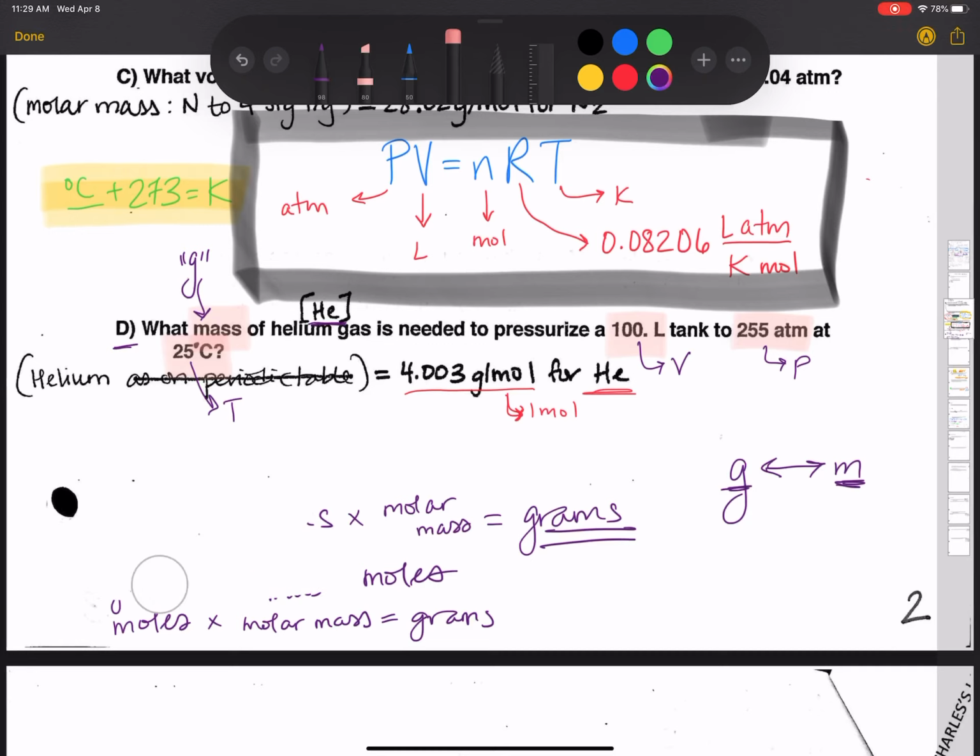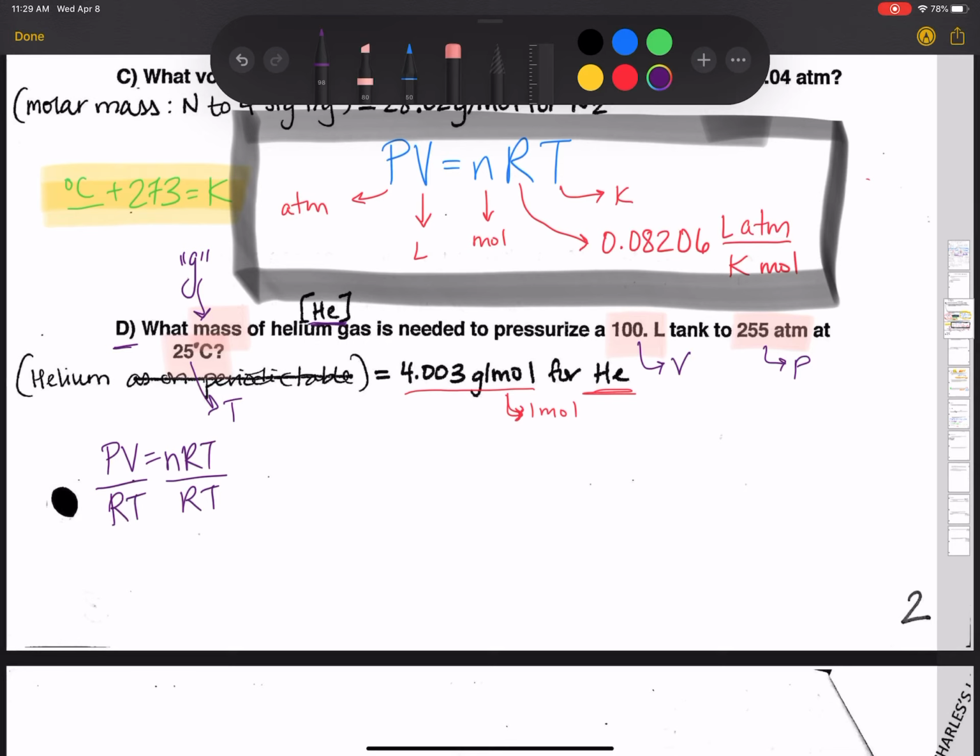So the first thing we want to do is isolate for our variable. We have PV equals nRT. We want to solve for n, so that means I want to get n by itself. I'm going to divide by RT on both sides. Now that I've done that, it removes it and I'm left with my formula, which is n equals PV over RT.